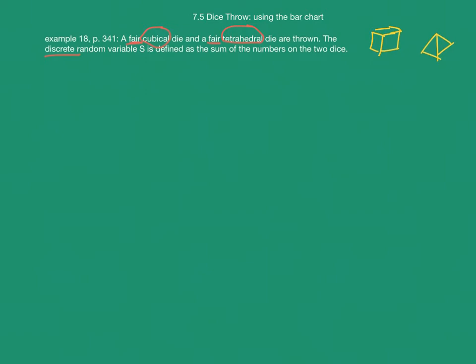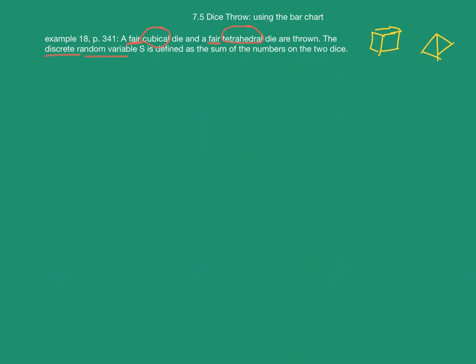So a die can have the values of 1 or 2 or 3 or 4 or maybe 5 and 6, but it cannot be 2.2, for example. So that's what discrete means. Random variable means that the result can vary, and it's random every time you throw.